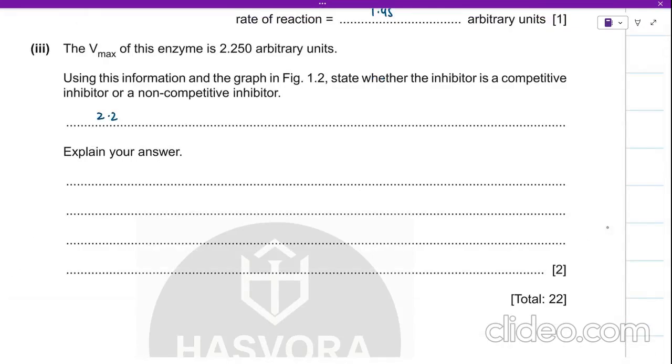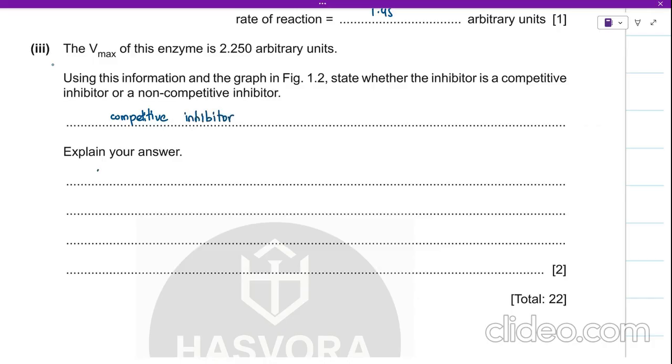Why? Because the Vmax still reaches that point, and increasing the substrate concentration actually reduces the effect of inhibition. So this is the knowledge which we will be applying from what we know about enzymes. So 2.25, so it will be a competitive inhibitor.